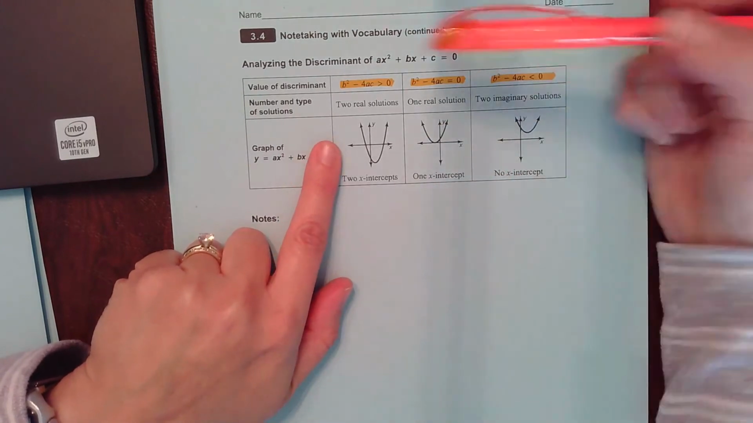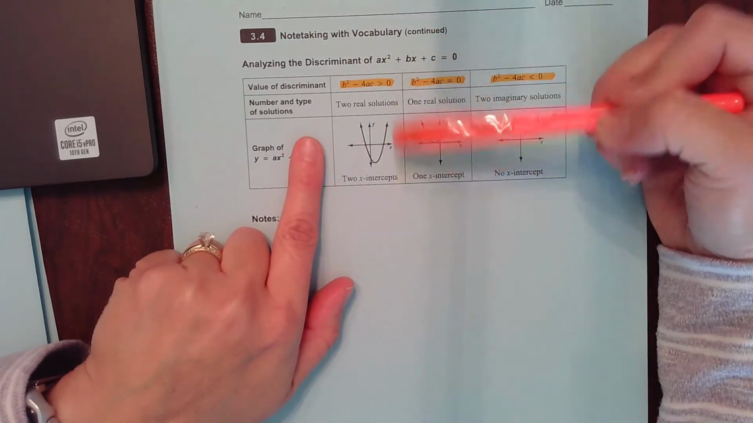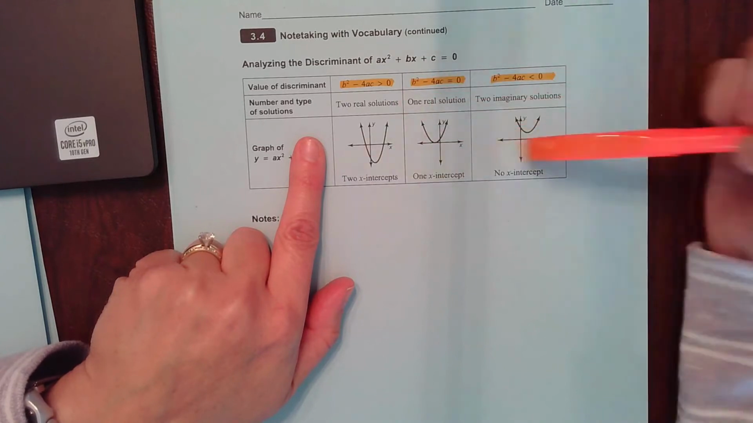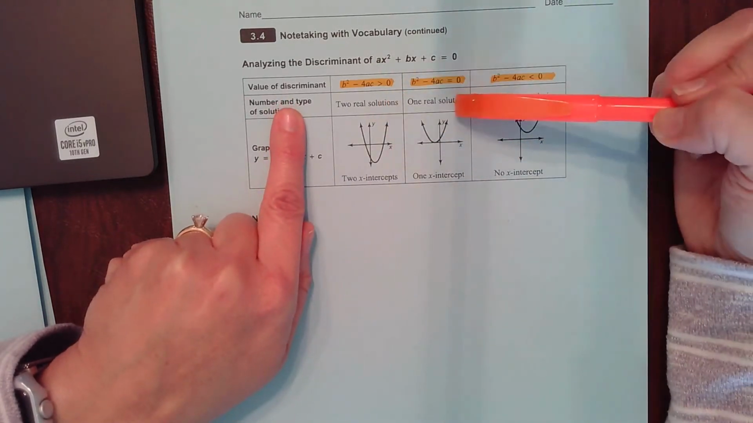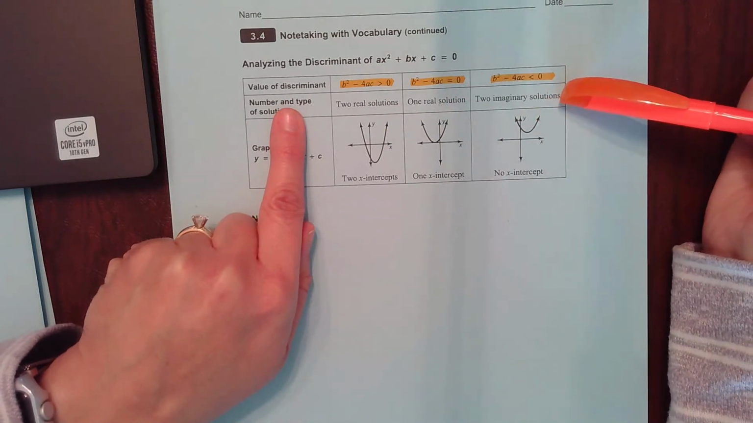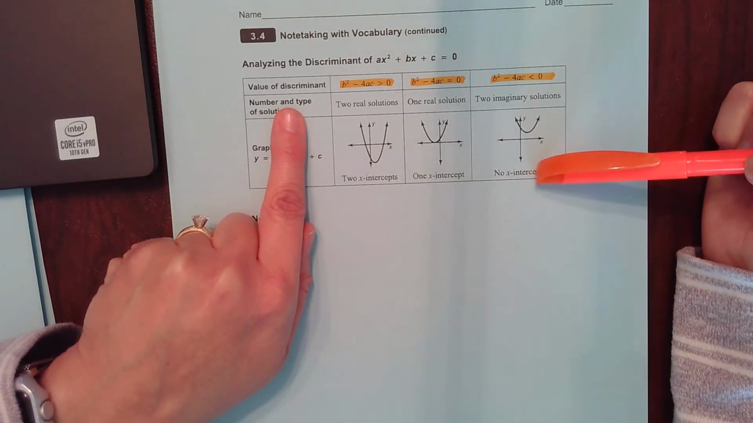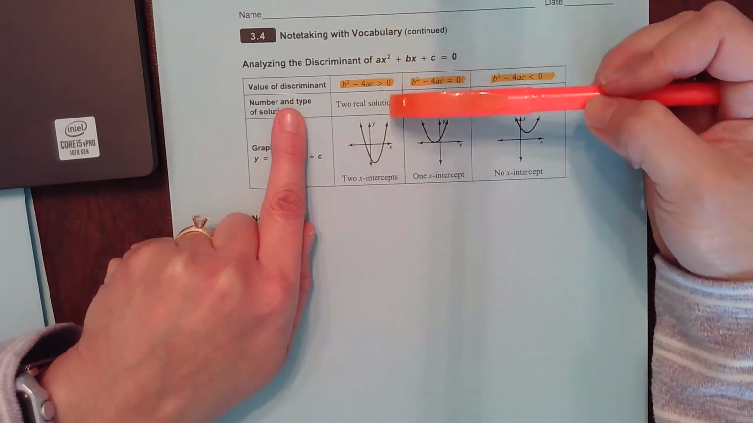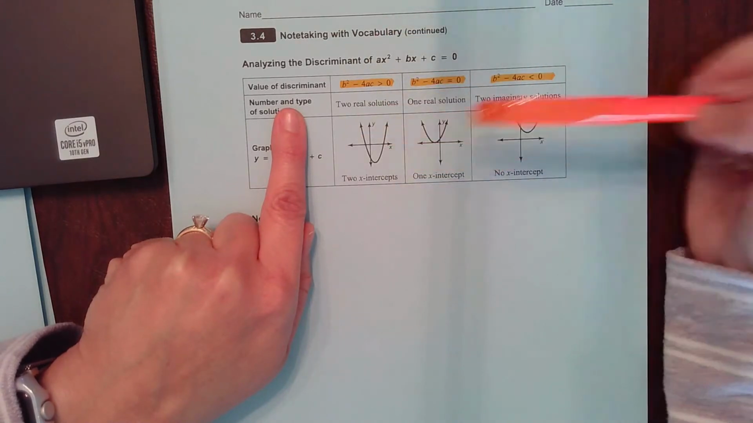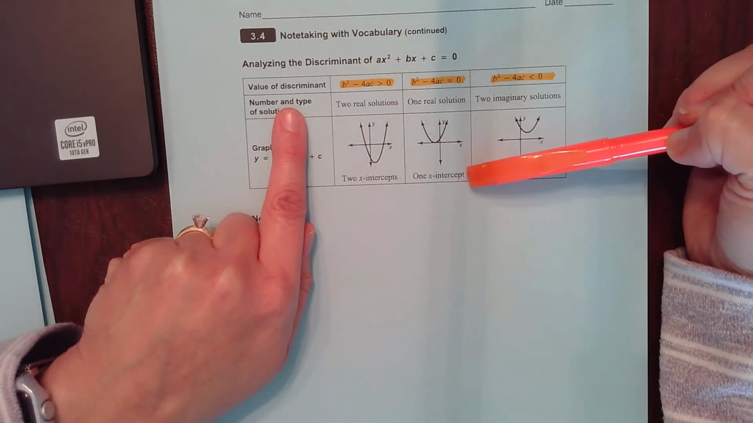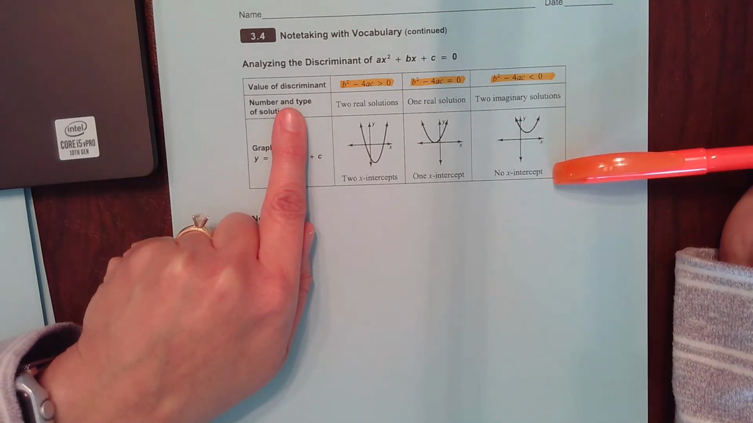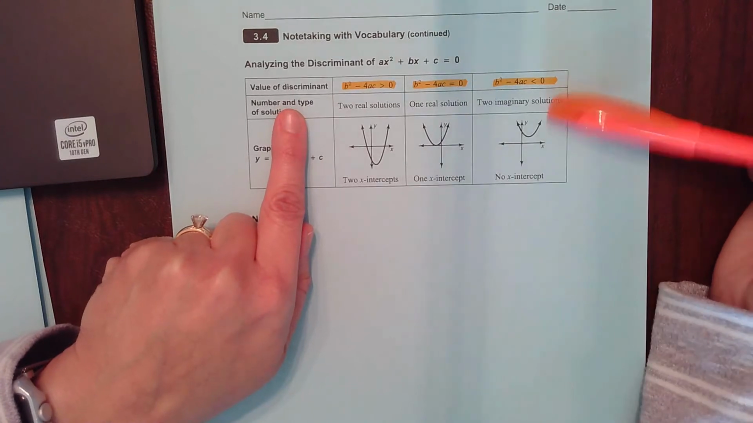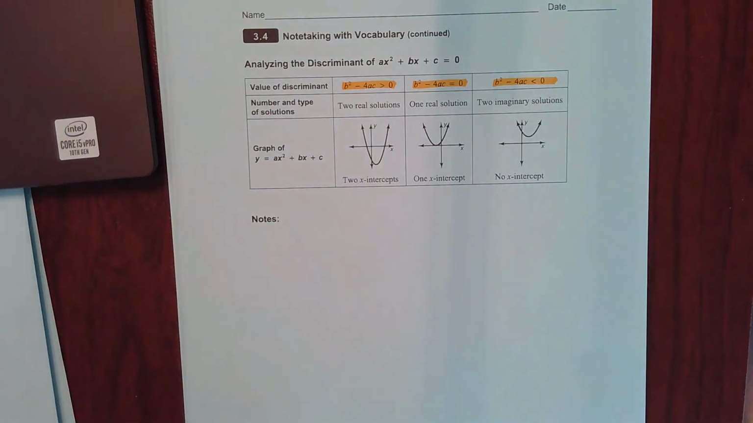And so the relationship between solutions and x-intercepts: you can have solutions in every scenario. 2 real solutions, 1 real solution, 2 imaginary solutions. But that doesn't equate to the fact that you could have that number of x-intercepts. 2 real solutions will give you 2 x-intercepts. 1 real solution will give you 1 x-intercept. Imaginary solutions will never give you x-intercepts. So whenever you have an imaginary solution, you know that the graph is not touching the x-axis.